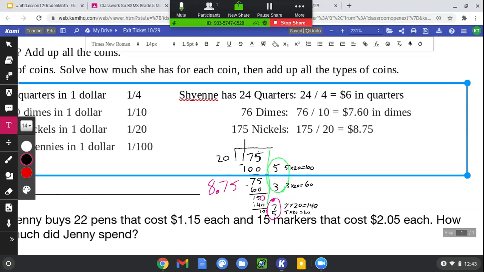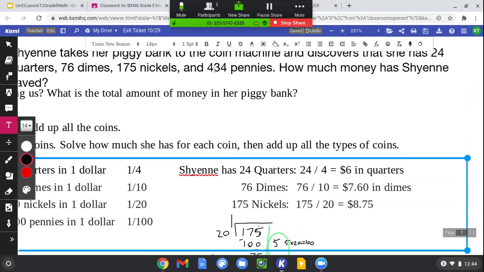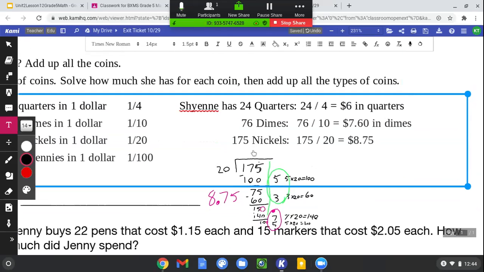Now we're going on to our last type of coin, pennies. How many pennies does she have? 434 pennies. What we're going to do is do 434 divided by how many pennies are in a dollar? 100. And that is going to get us $4.34.